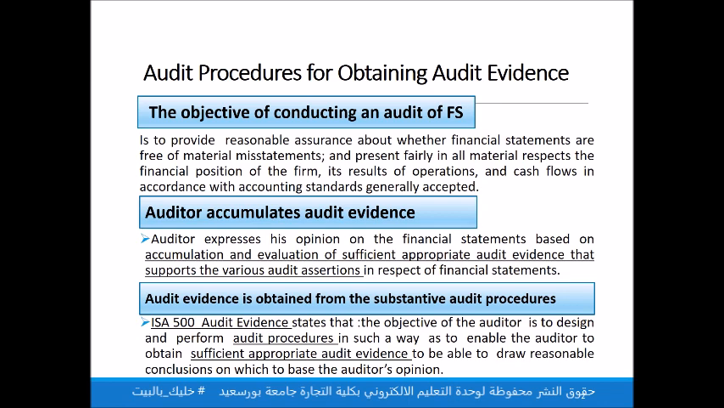How can the auditor accumulate such sufficient competent evidence? The auditor can accumulate such evidence by conducting substantive audit procedures. So audit procedures are performed in order to accumulate sufficient appropriate evidence. The International Standard on Auditing number 500, which has the title Audit Evidence, states that the objective of the auditor is to design and perform audit procedures in such a way as to enable the auditor to obtain sufficient appropriate evidence to be able to draw reasonable conclusions on which to base the auditor's opinion.